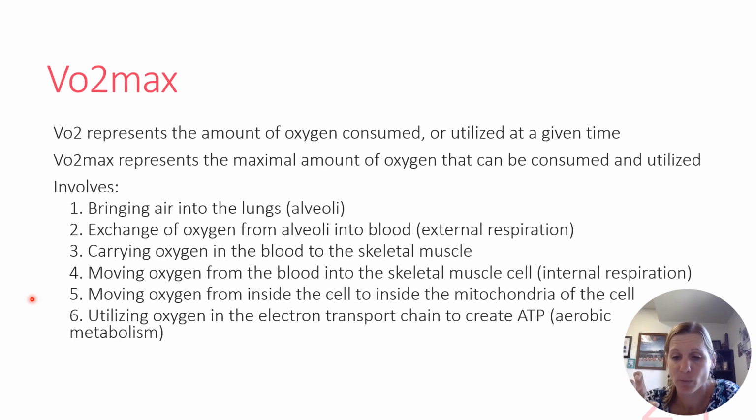This represents AVO2 difference. We talked about that just a little bit ago. So that's the movement of oxygen from the blood into the skeletal muscle. Once I get that oxygen in the cell, I'm able to move it to the mitochondria within the cell through an oxygen carrier called myoglobin. And once I get that oxygen into the mitochondria, I can use that oxygen as the final electron acceptor on the electron transport chain, allowing us to produce ATP through aerobic processes.